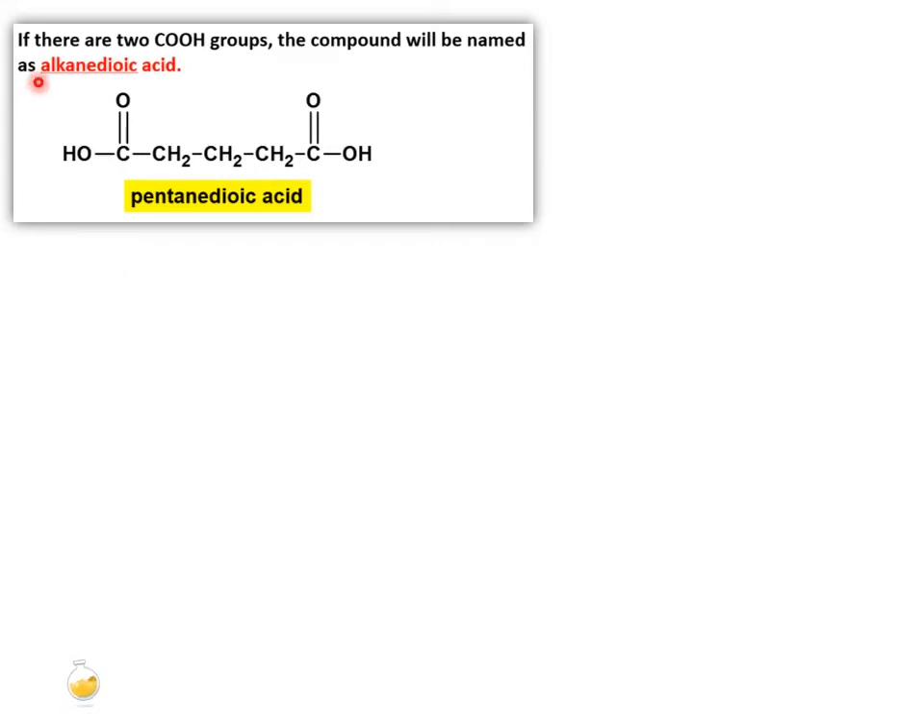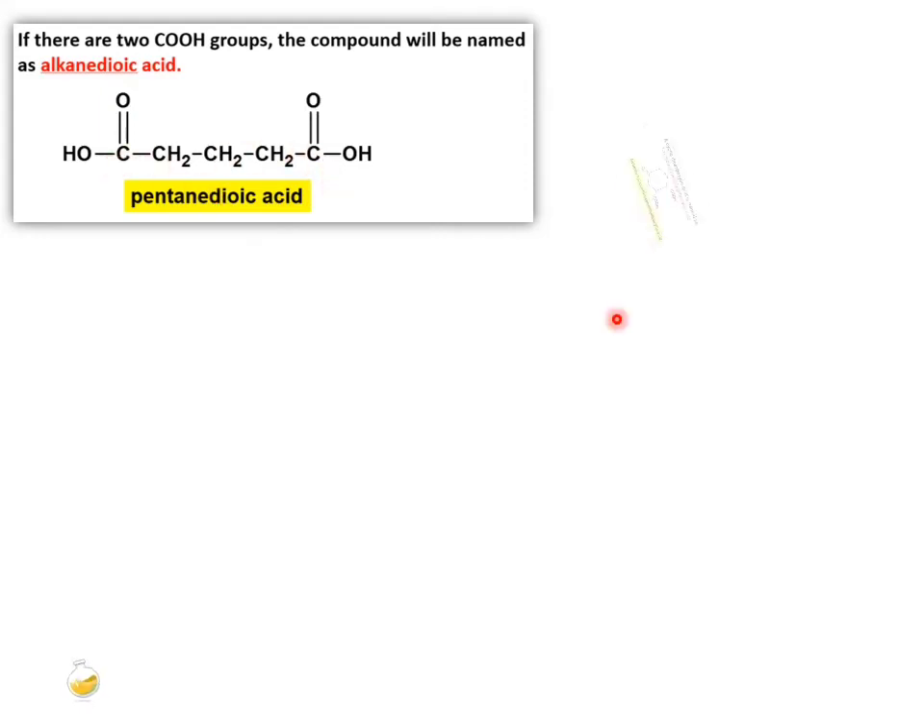Okay, look. Kenapa saya kata tadi alkane dioic acid? Nampak tak? 5 carbon pentane. So pentane, kita kekalkan nama alkane tersebut, tetapi we add on the suffix dioic acid. Di refer to 2 carboxyl group.